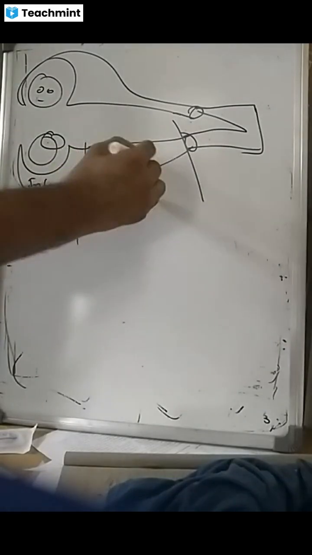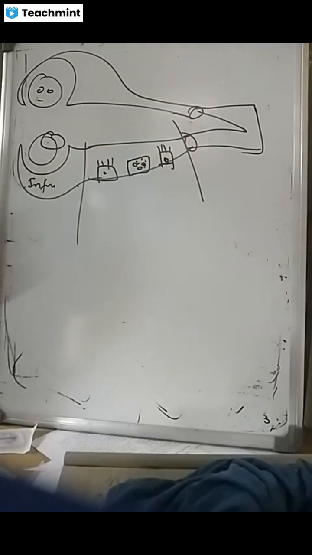So from the oviduct, we saw the junctions, and the role of these two junctions. This was about the ovary and oviduct.